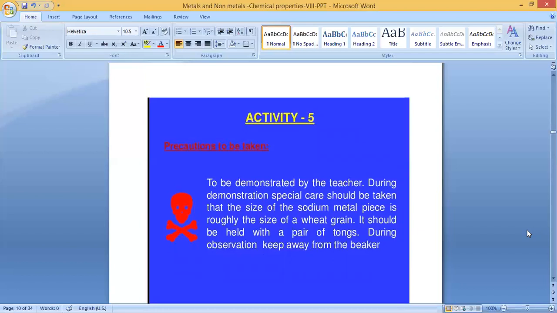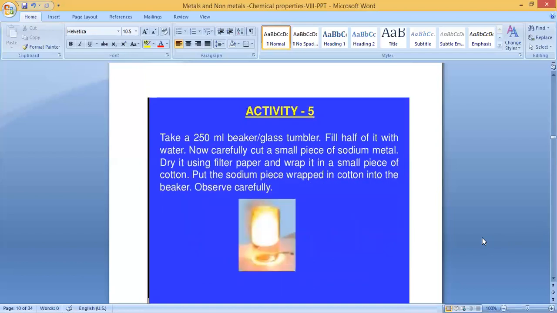In the chemistry lab, we use tongs to hold things. We cannot use our free hand. It should be held with a pair of tongs. During observation, keep away from the beaker. Observation time also, because sodium is a very reactive metal, keep away from the beaker. So what is this activity? Activity 5.